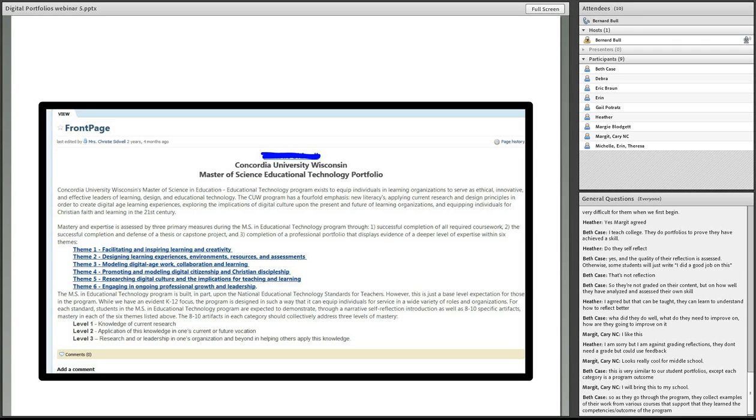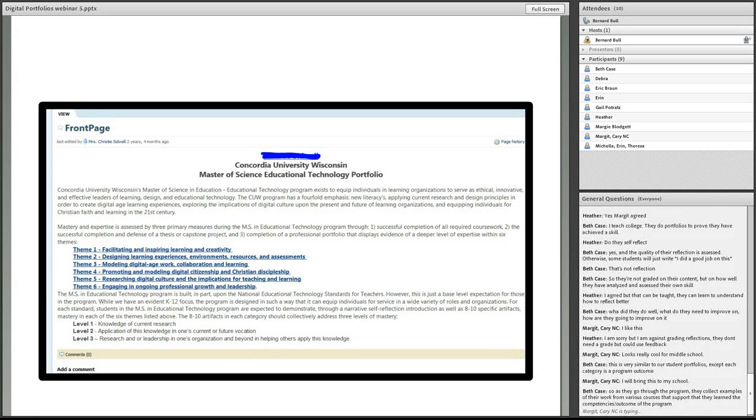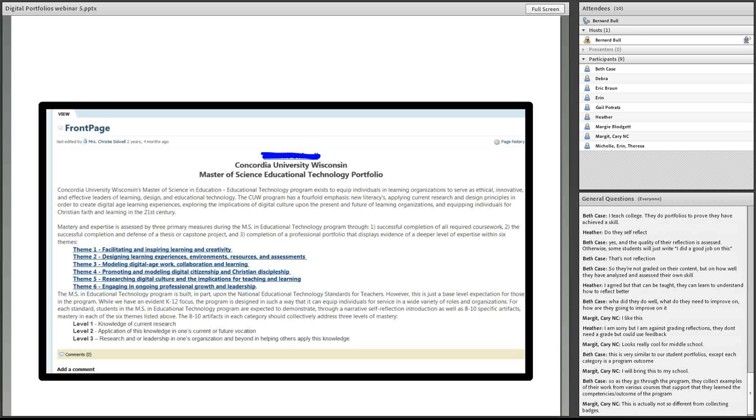These are connected to a set of standards called the National Educational Technology Standards. The first one's called Facilitating and Inspiring Learning and Creativity. The second one, Designing Learning Experiences, Environments, Resources, and Assessments. And so there's a quick introduction, and then they have a link to each theme. And then underneath it, you'll just see, by the way, that they are asked to provide artifacts, and they have to include artifacts on 3 different levels.